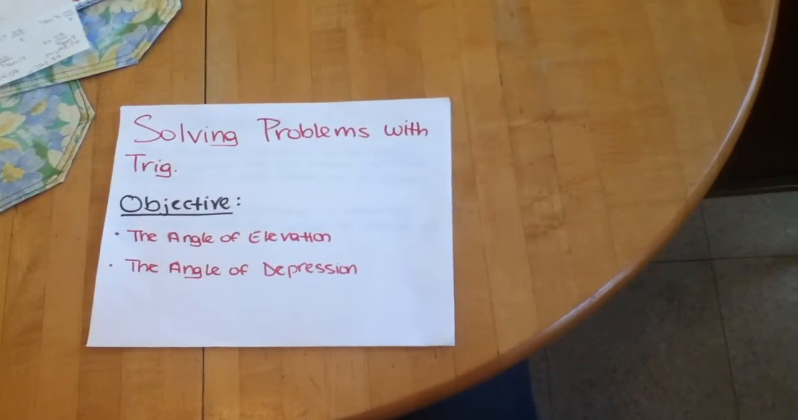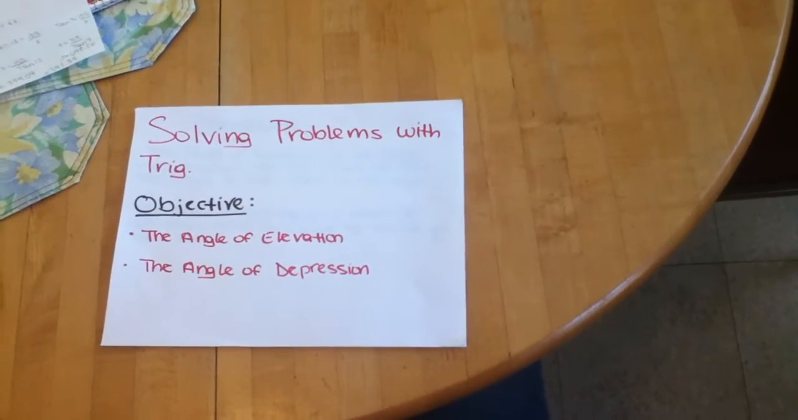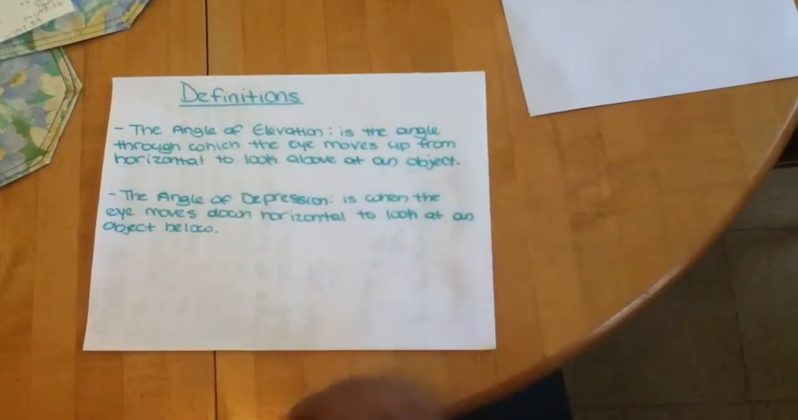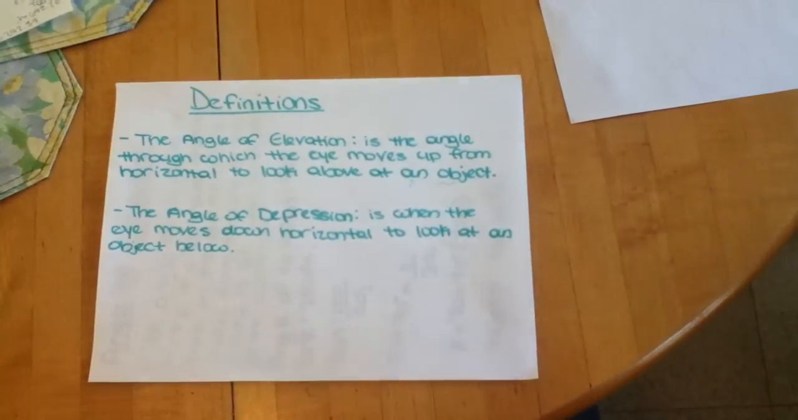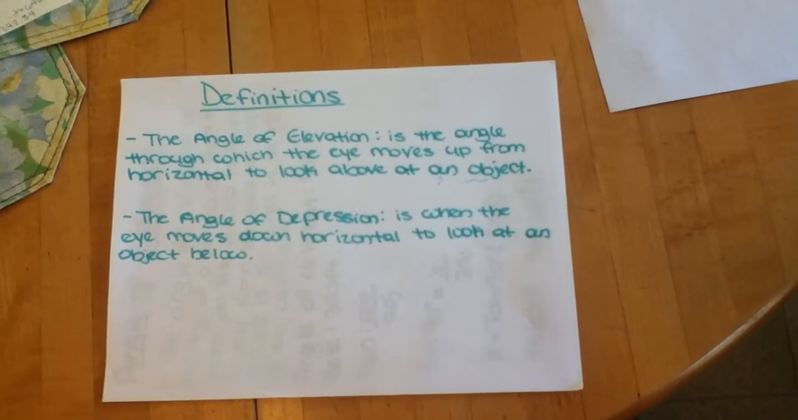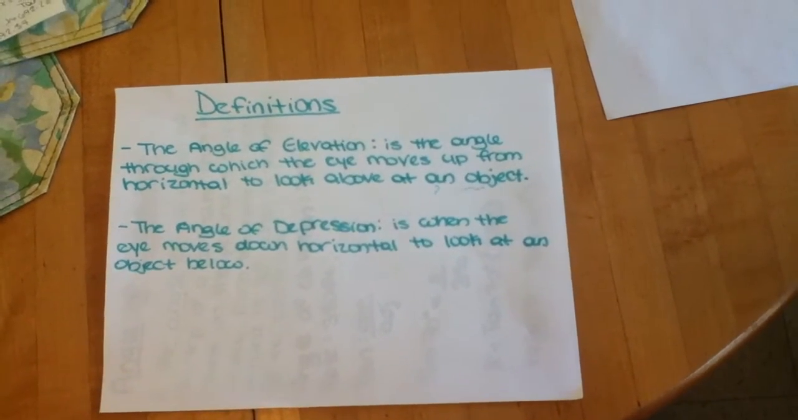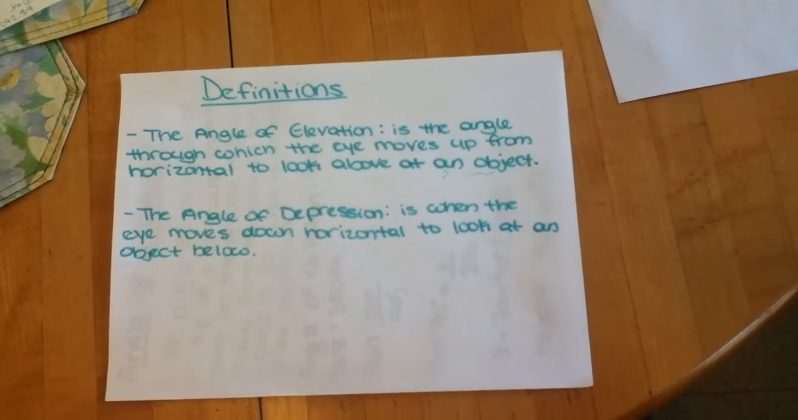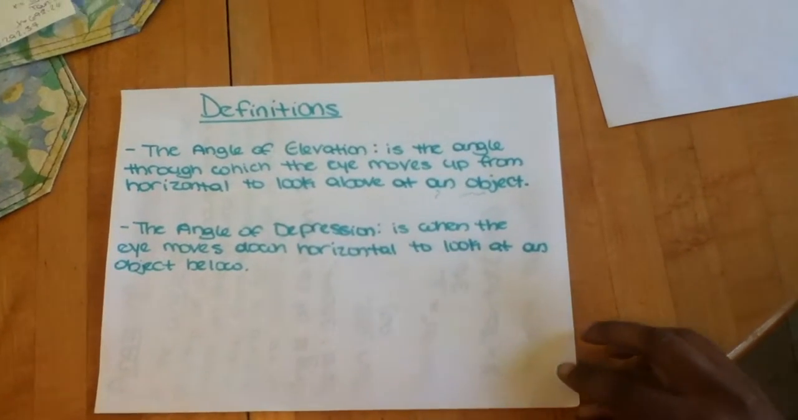Our objective today is the angle of elevation and the angle of depression. So the angle of elevation is when your eye moves up from horizontal to look above at an object, while the angle of depression is when the eye moves down from horizontal to look at an object below.